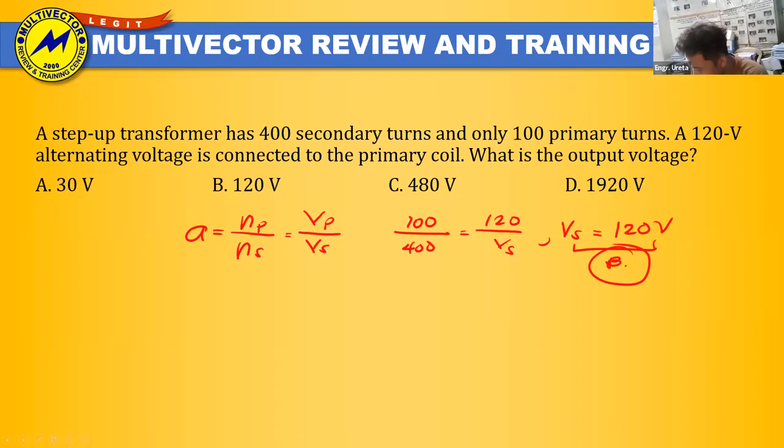Okay, so next. 120 times 4 is actually 480, sorry.